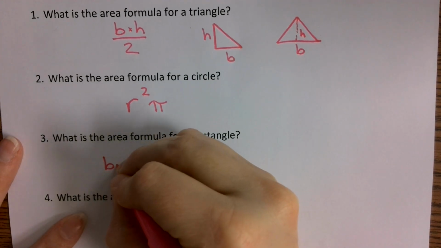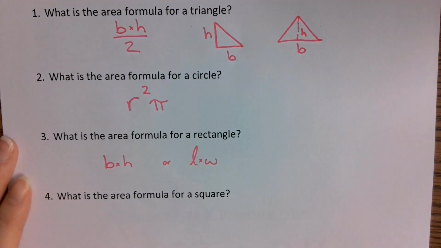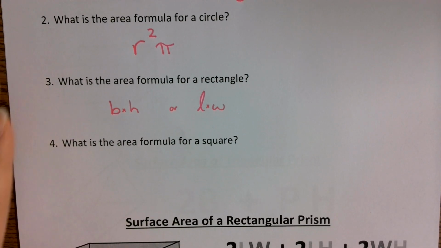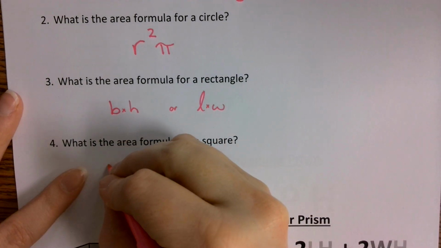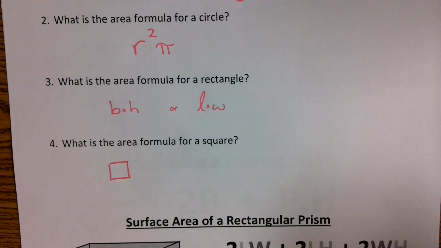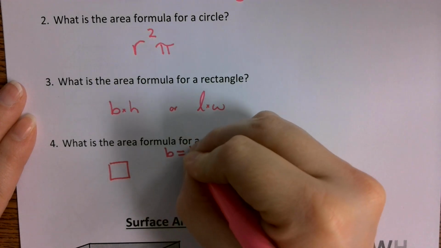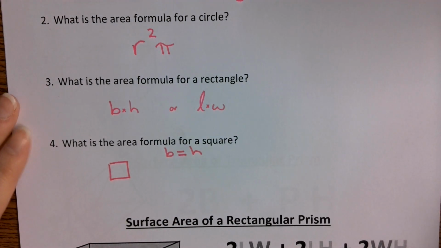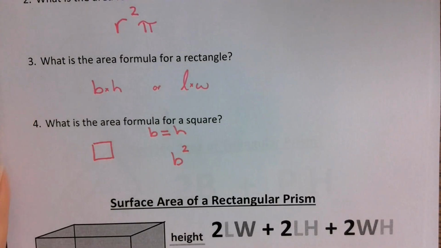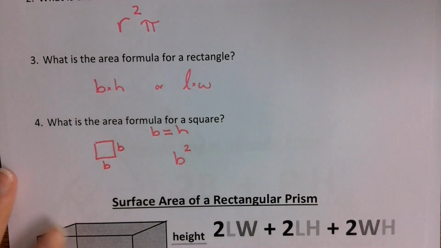Okay, area formula for your rectangle. Again, that's just base times the height, or some people call it length times the width. Doesn't matter, either is fine. Okay, and then the area formula for a square. Again, the area of a square is still base times height. It just happens to be that your base and your height are the same. Your base is going to be equal to your height. So you don't actually have to call it base times height. You can just say it is your base squared, because your base and your height are the exact same value.